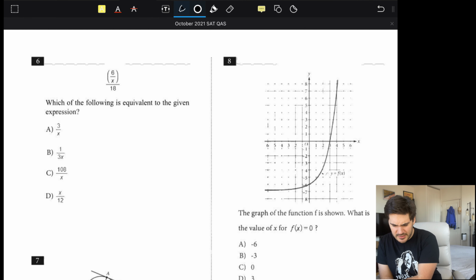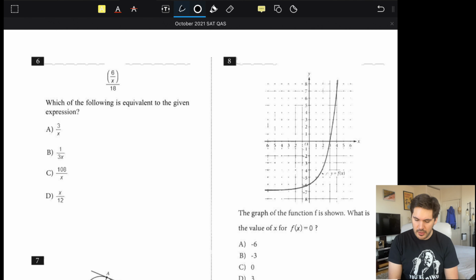Which of the following is equivalent to the given expression? 6 over x over 18. This is basically just the same thing as 6 over 18x. So that should give us 1 over 3x. So B should be the answer.